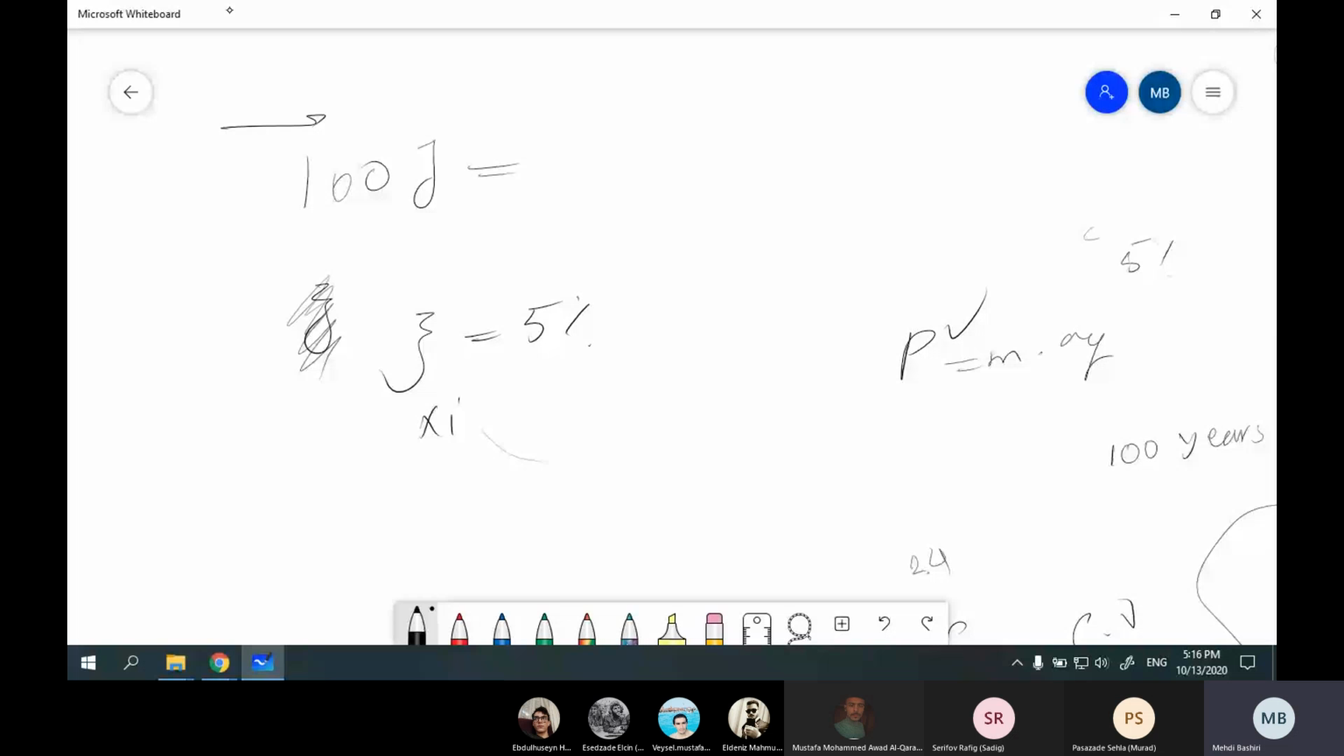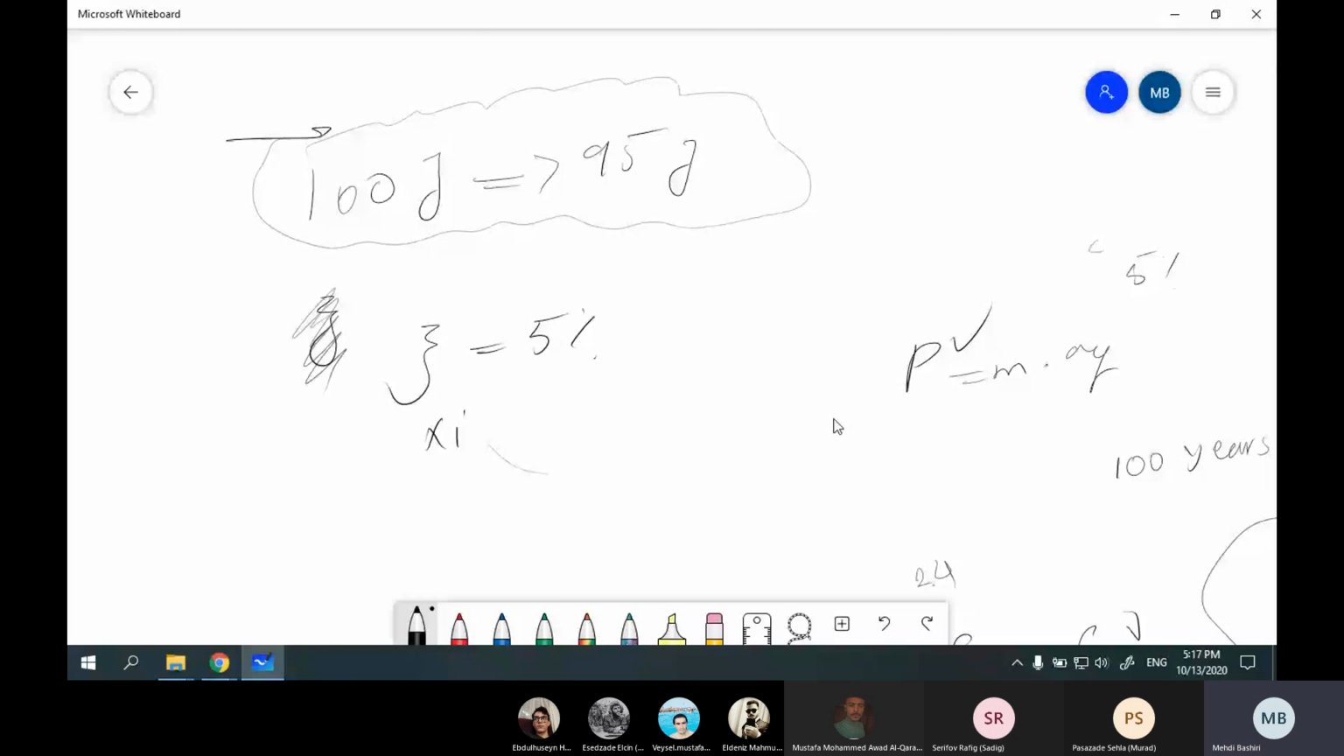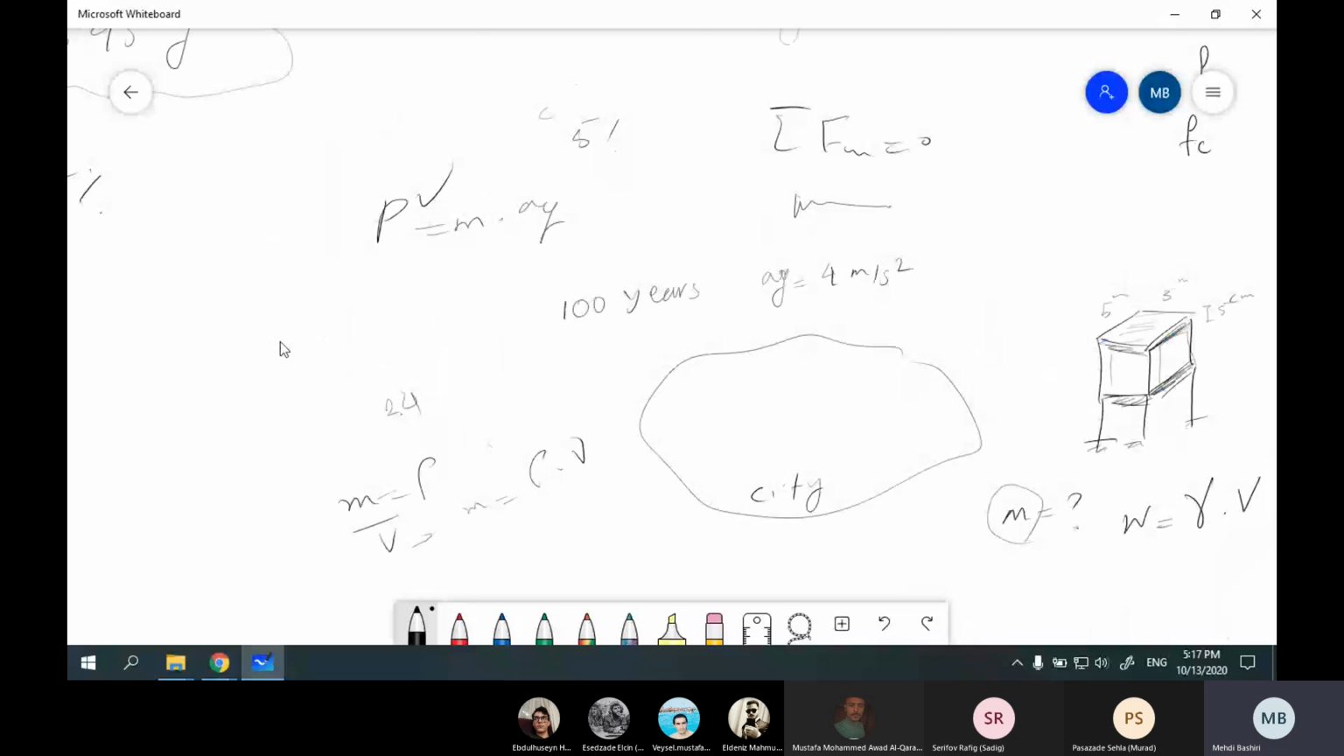So your input is 100. What is your output? 95 joule. When I'm talking about 5% of damping, or psi is 5%, this is what I'm saying. So the damping is somehow restricted. So you can't do anything about it. Not anything, much. The thing that is your target is K, or stiffness.